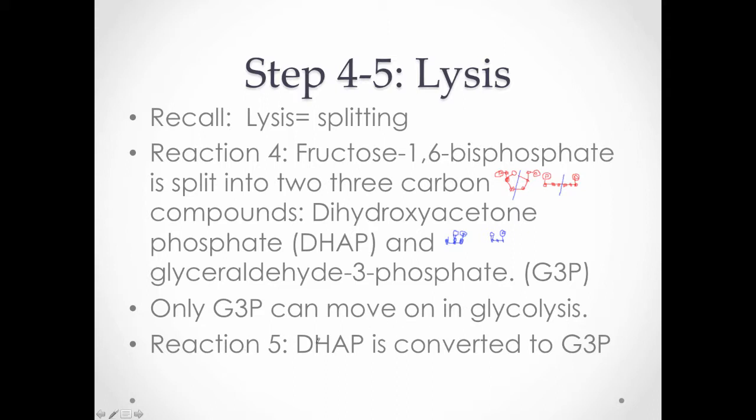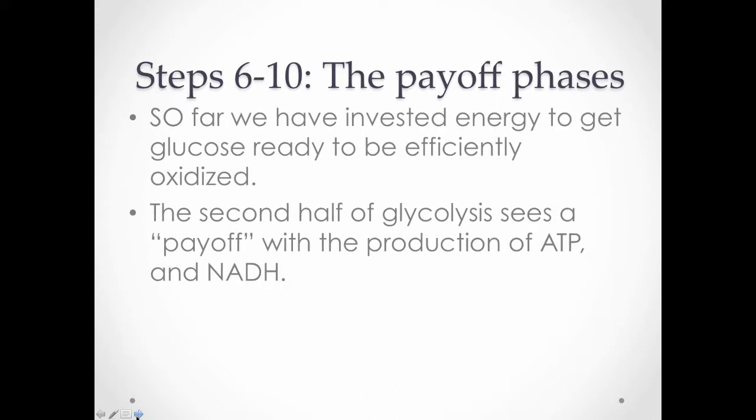So we've got this 5th reaction or 4B reaction, depending on how you want to think about it, where dihydroxyacetone phosphate is converted by an enzyme into glyceraldehyde 3-phosphate so it can move on in the pathway.